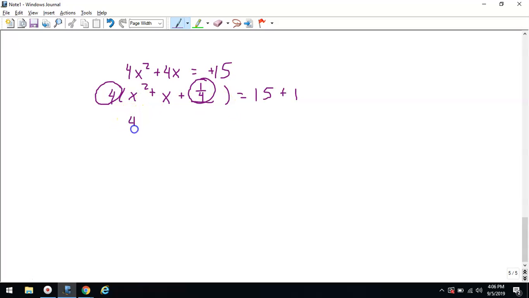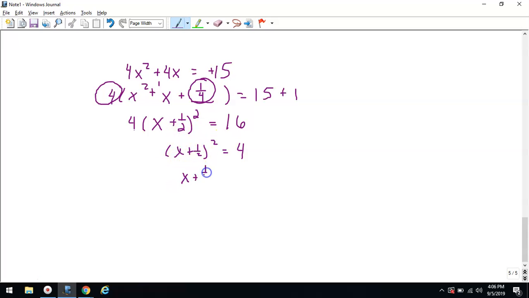And then this is going to be 4 times. And when I factor this, two numbers that add up to be 1 and multiply together to be 1/4 is going to be half. So I have x plus 1/2 squared equals 16. Now to solve, divide both sides by 4. So I'm still going to have x plus 1/2 squared equals 16 divided by 4, which is just 4, right? Then I'm going to take the square root of both sides.